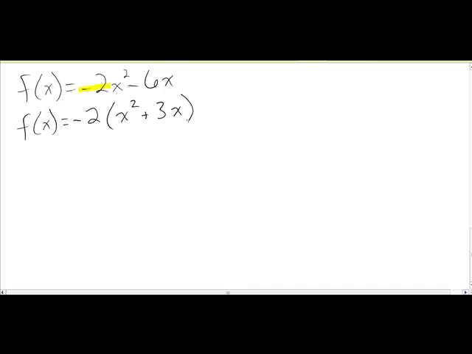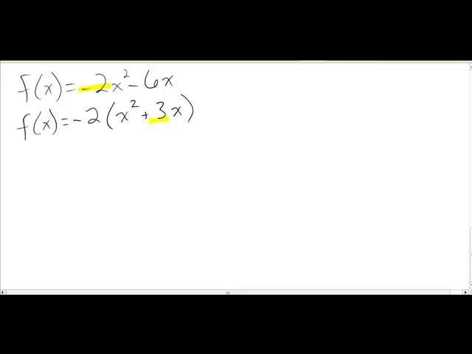Alright, now we're going to complete the square. And yes, there's going to be some fractions involved, but it's okay. Everyone's going to survive. So remember, to complete the square at this point, I'm going to take half of my b term. Well, my b term is 3. So I'm going to take half of that.